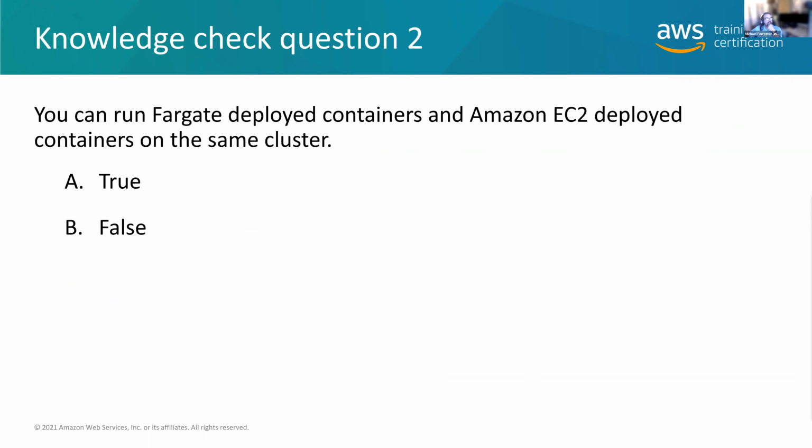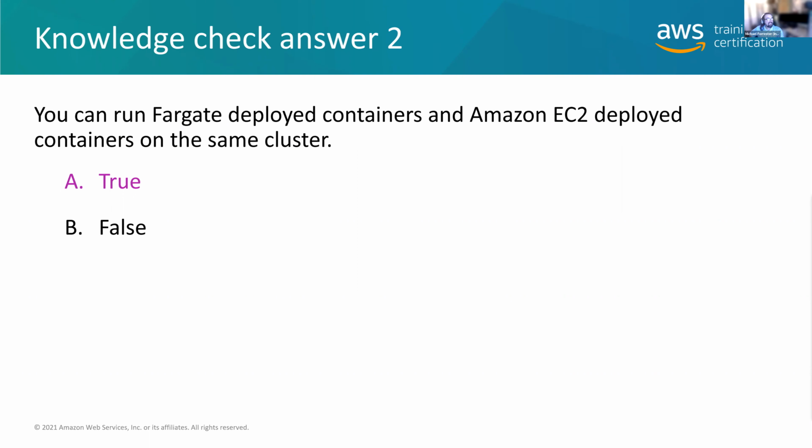You can run Fargate deploy containers and Amazon EC2 deploy containers on the same cluster. Is that true or false? Can you mix launch types, right? Can you mix auto scaling and Fargate? Yeah, I very explicitly said that you could. You can actually run Fargate and EC2 workloads on the same cluster. So they'll allow you to mix, right? Because they know that some people get annoyed at having to run multiple clusters at 10 cents an hour.